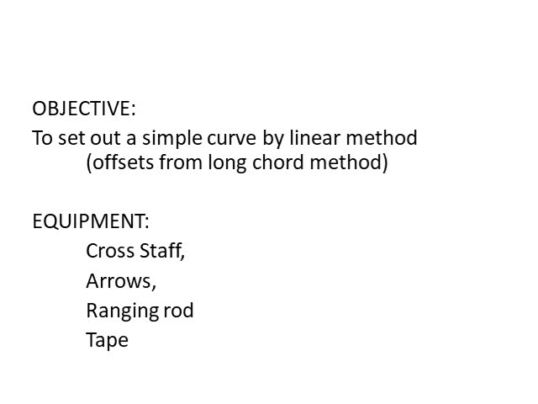The objective of this content is to set out a simple circular curve by linear method, and the method used is offset from long chord method. The equipment required to set out the curve is open cross staff, arrows, ranging rod and tape.